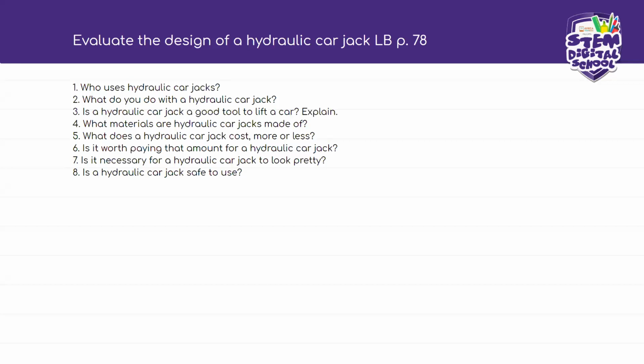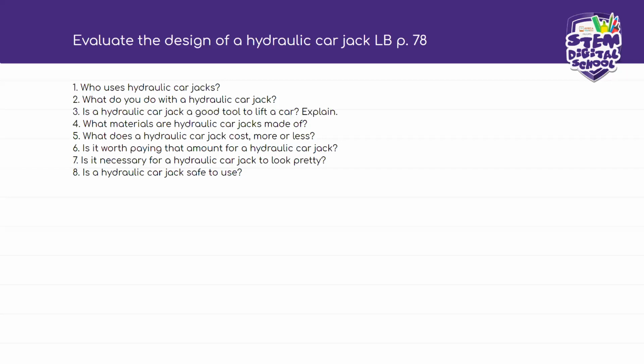Ma'am, the most expensive one in South Africa is 39,952 rand 24 cents. I think that must be a big one that is being used by the mechanics. Yes, ma'am. And the cheapest one is 189 rand. Yes, the cheapest one.